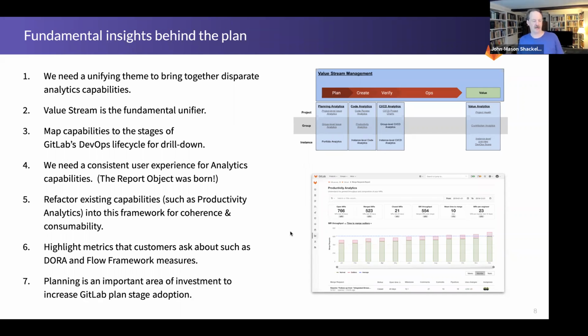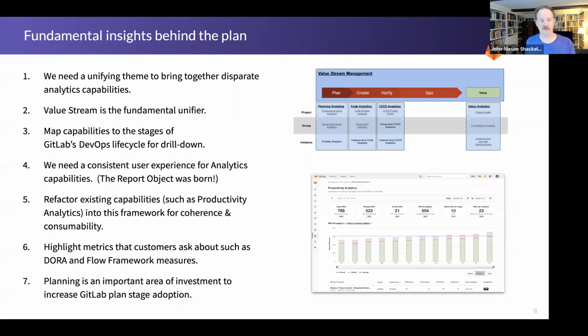First, we've got 13 different analytics capabilities, and we need a story that rationalizes them and provides a framework for thinking about the future. Second, the value stream idea is a perfect fit for what we're trying to achieve, and it gives us a way to think about the future. Third, if we use the stages of the DevOps lifecycle as a way to structure our offerings, it can help us even depict the value stream in the UI.